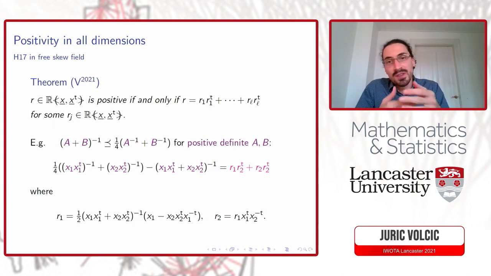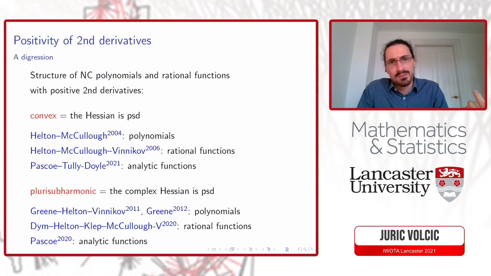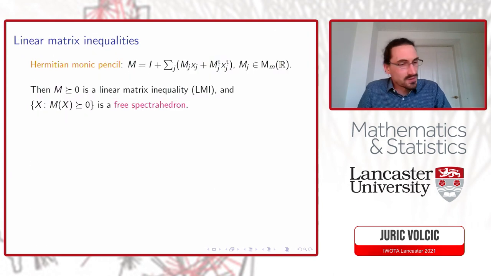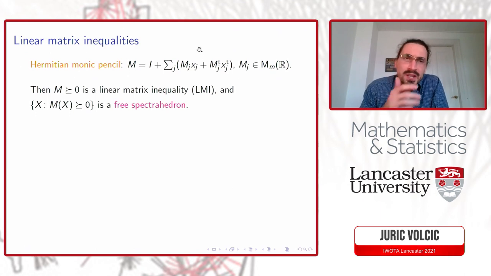Now, this is positivity on all matrices without any constraints. However, we can do a little bit better, which is going to give us some more interesting examples. And for the sake of time, I'm skipping a little bit. And let me say a few things about linear matrix inequalities.